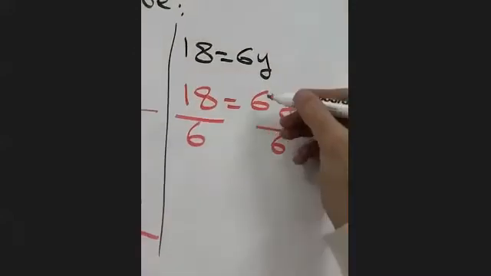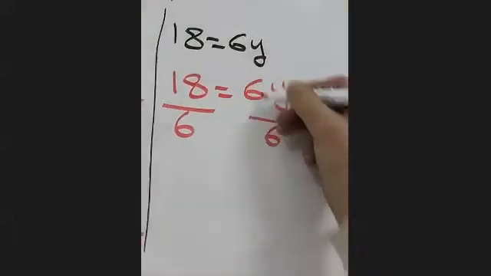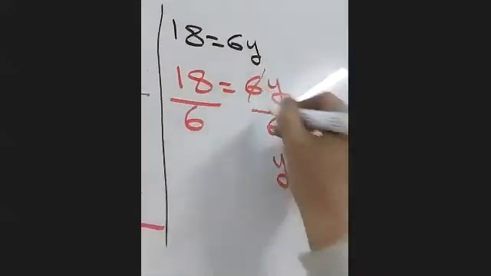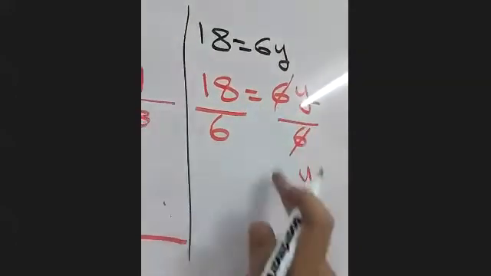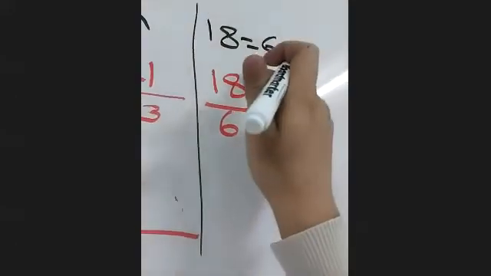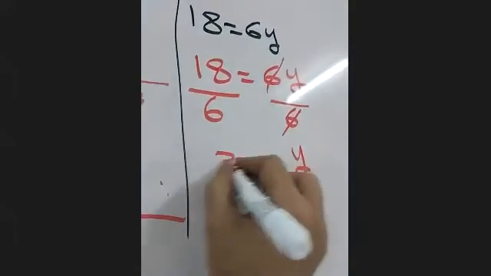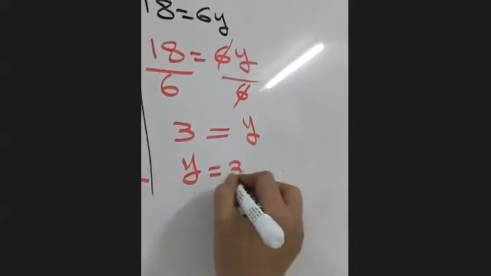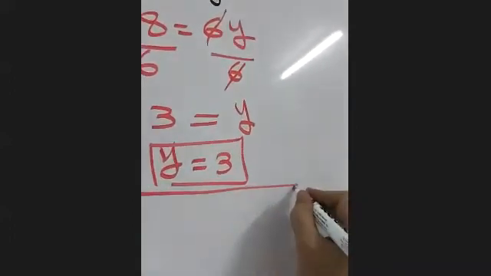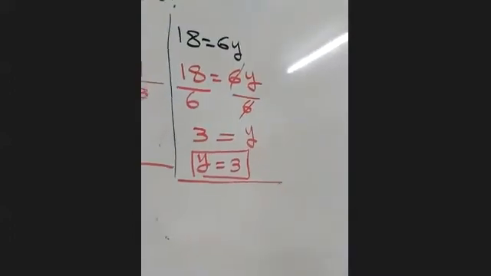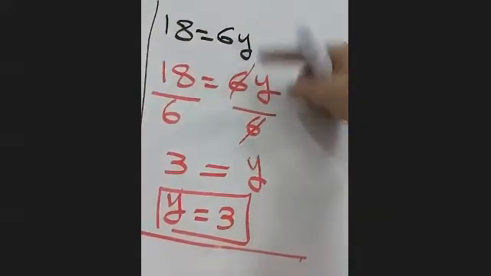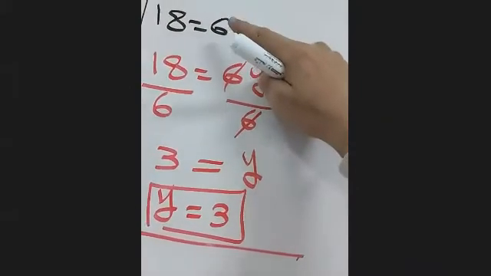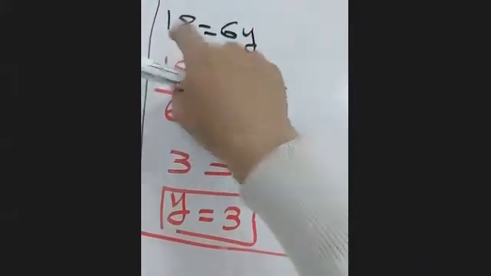Now, 6 divided by 6 is 1. 1 multiply y is still y. These 6's are gone. The equal sign comes down. Now, 18 divided by 6 is 3. y equals 3, we write it like this. This is our solution for this equation. To check our answer, replace y by 3. It will not be 63, no, it is 6 multiply 3, which is 18.